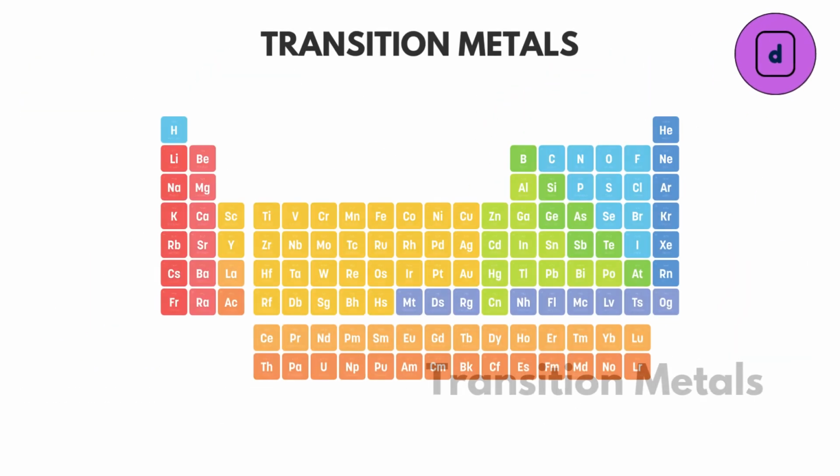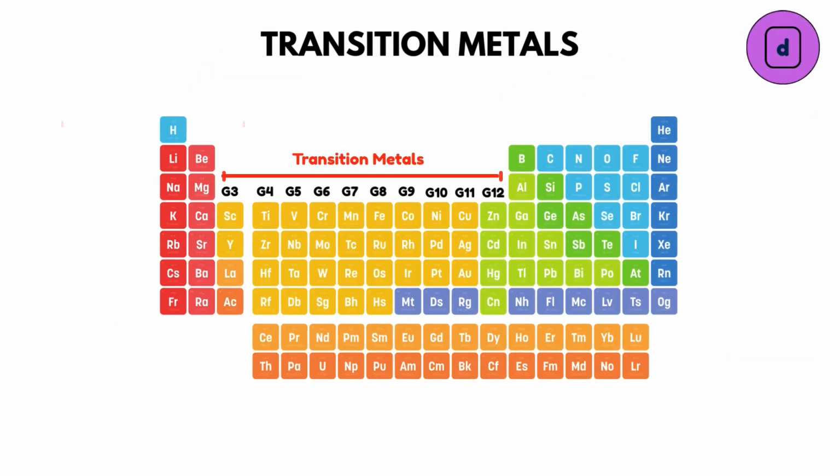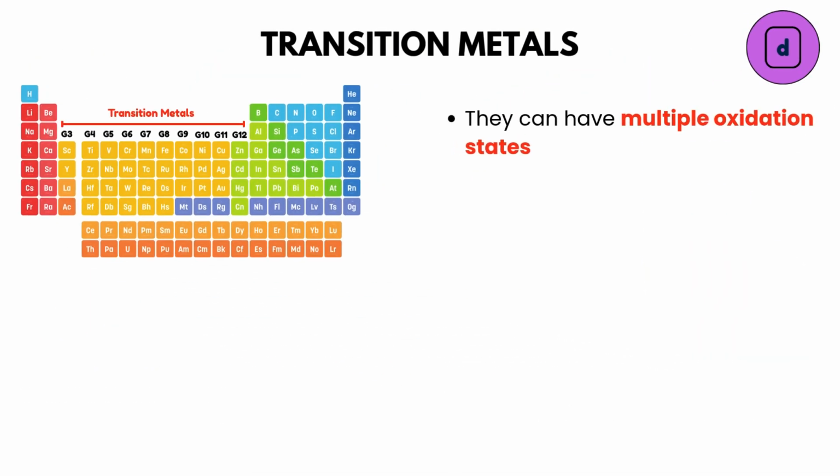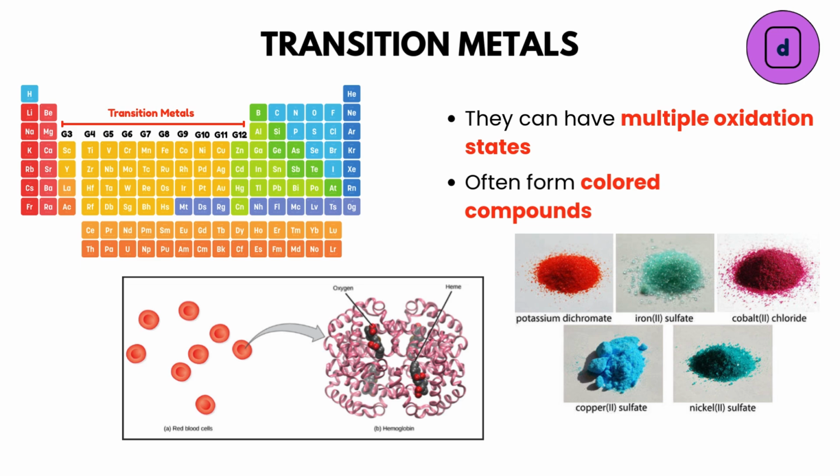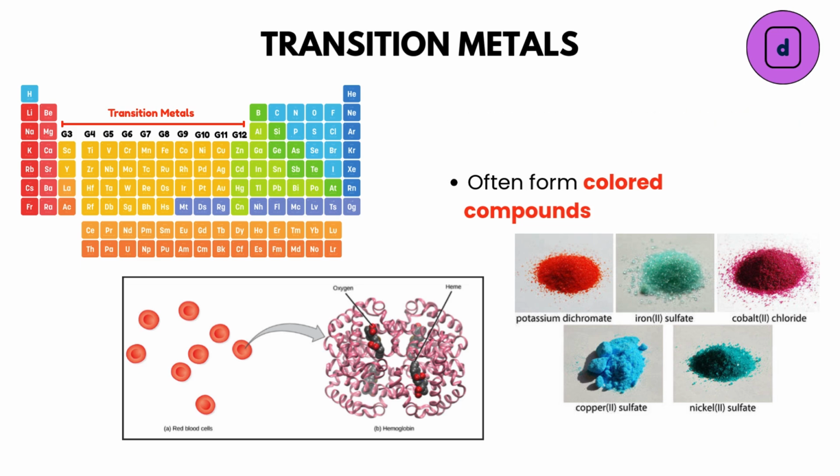Transition metals. Groups 3 through 12 are the transition metals. They can have multiple oxidation states and often form colored compounds. A classic MCAT point, iron in hemoglobin switches between oxidation states to bind oxygen.